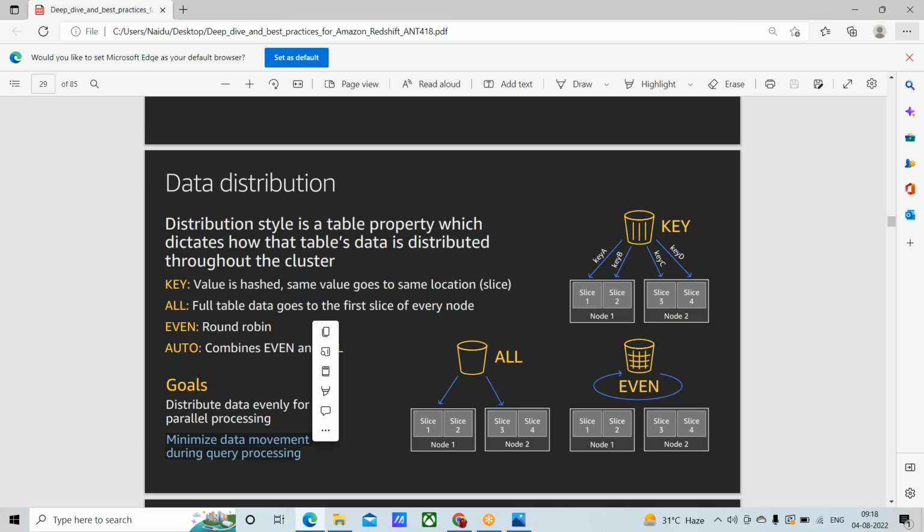So what does it mean? Minimize the data movement during query processing. This is very, very important. I will tell you.